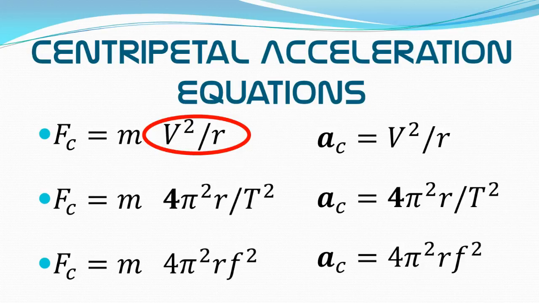These three formulas can act like 6 different formulas. If you calculate the acceleration using any of those three formulas, all you have to do is multiply by the mass of the object in order to find the amount of force required to keep it in a centripetal orbit or centripetal motion.